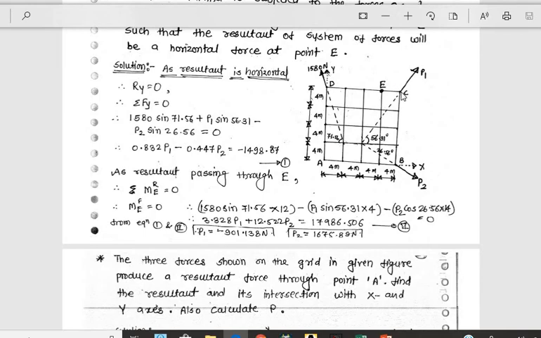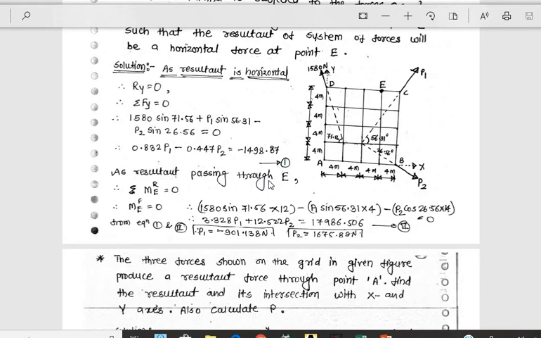Similarly, if you extend this P1 line, it originates here. So the angle is tan alpha is equal to 3 by 2. So resultant is horizontal, Fy is equal to 0. Just resolve it. You will get equation 0.832 P1 minus 0.447 P2 is equal to minus 1498.87, is equation number 1.